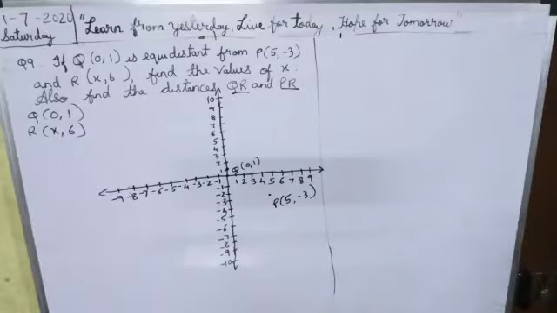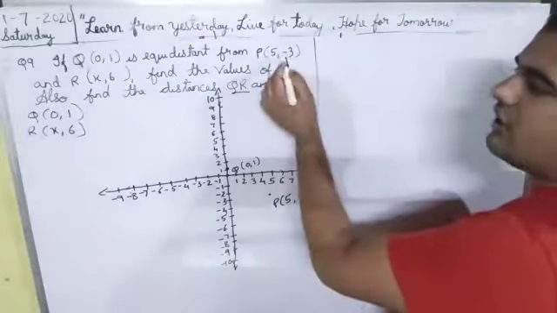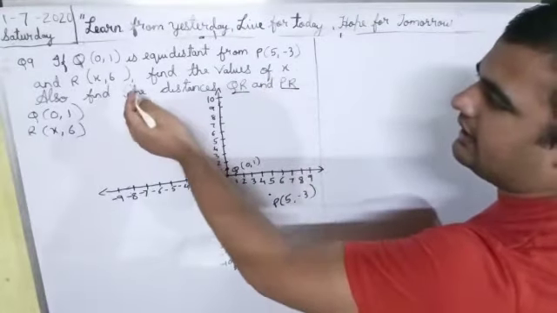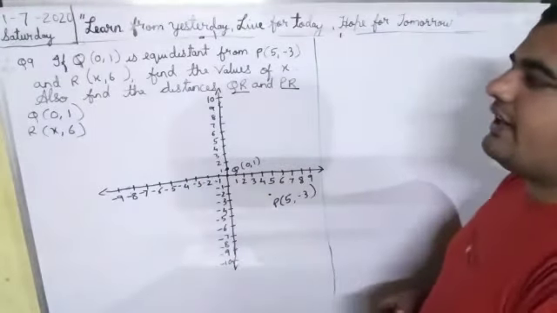Good morning, students. We will see question number 9 of exercise 7.1. If Q(0, 1) is equidistant from P(5, -3) and R(x, 6), find the value of x.